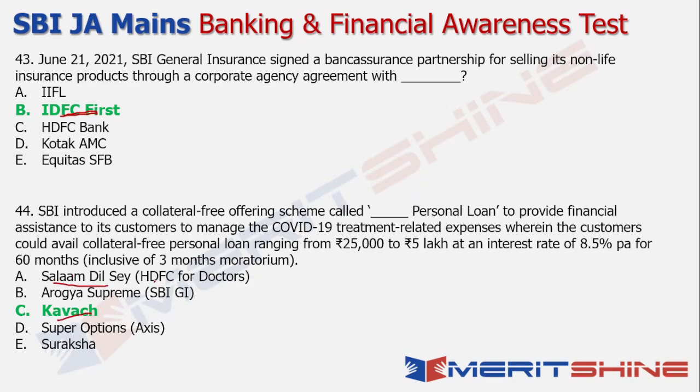Next thing that I want to discuss is what are the other programs in this option. So Salam Dilse was launched by HDFC for doctors. Arogya Supreme was launched by SBI General Insurance, and the Super Options was a derivative-related options scheme launched by Axis. Suraksha technically as a name alone is not something that is related to anything, so that's not the answer in this case. So Kavach is the answer to go for.